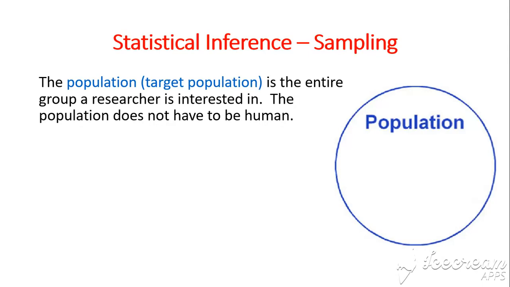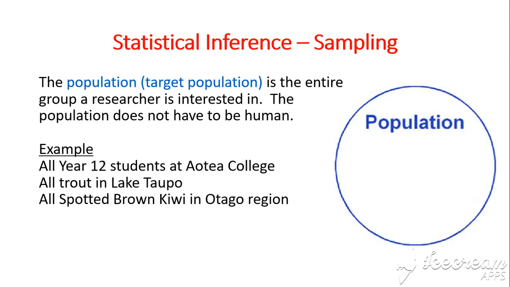Right, let's get started with some keywords. The population, or some people call it the target population, is the entire group a researcher is interested in. The population does not have to be human. For example, we could pick all Year 12 students at Altair College as our population, but we could be working on all spotted brown kiwi in the Otago region.